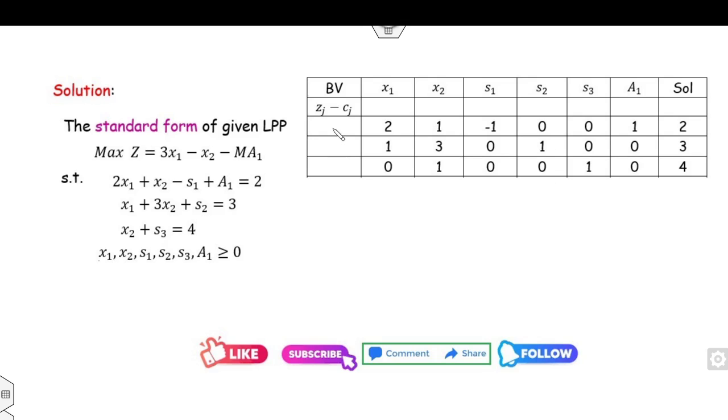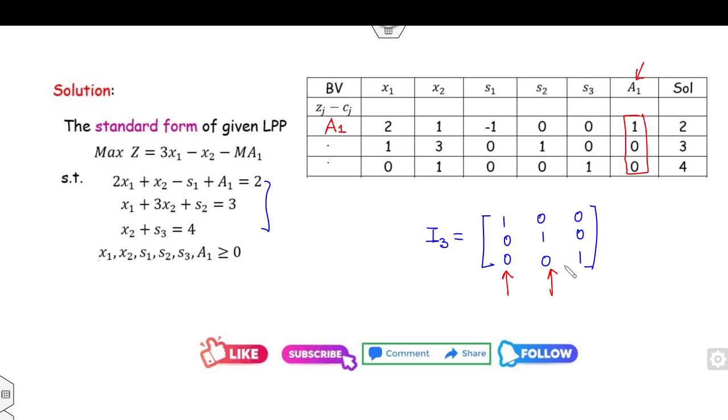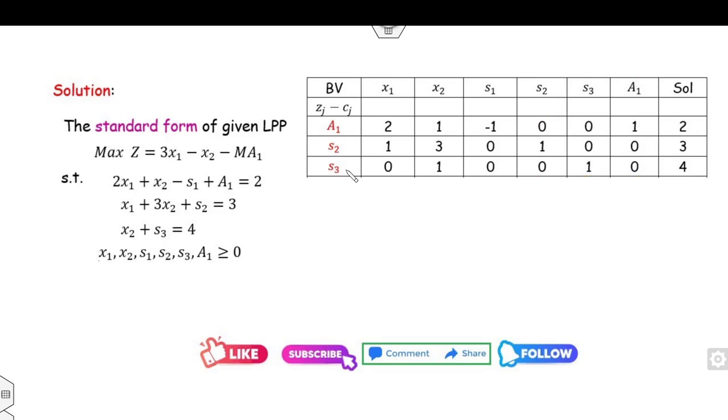Fine. Now you have to write these three basic variables. Look at how many constraints: three constraints. What is the identity matrix? 1 0 0, 0 1 0, 0 0 1. Now look at this column. Do you have the 1 0 0 column in this case? Yes, this is my A1. Write the first one as A1. Second is 0 1 0, which corresponds to S2. 0 0 1 corresponds to S3. So you have to write A1, S2, S3.